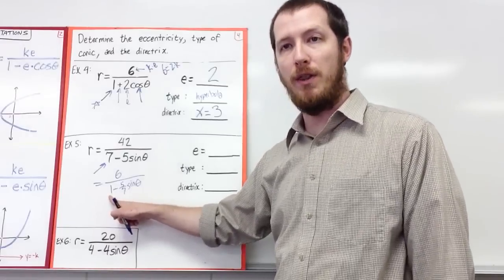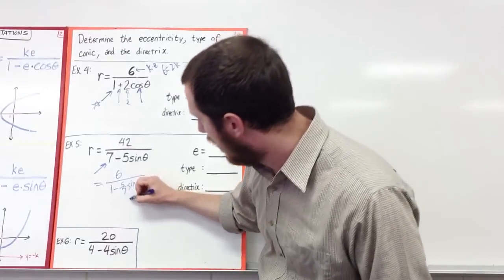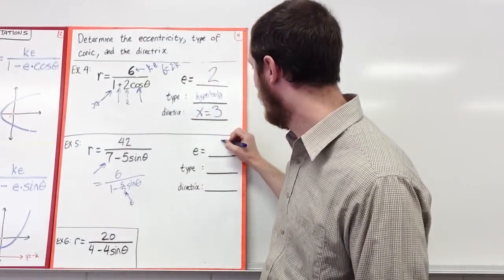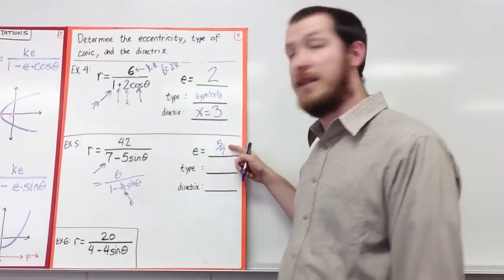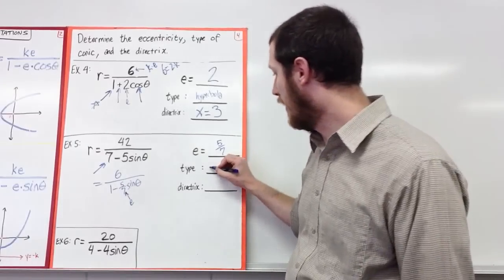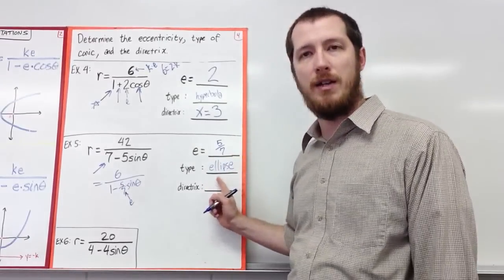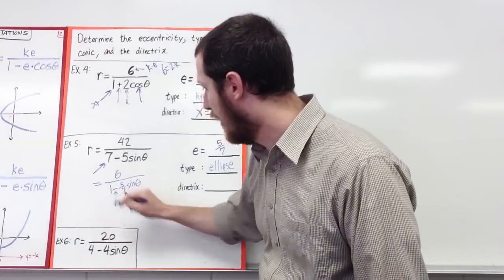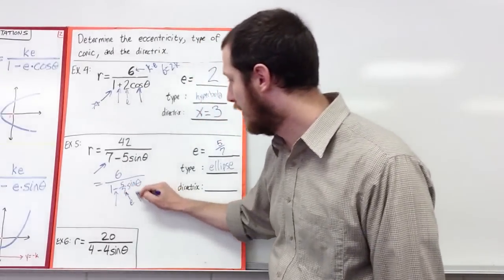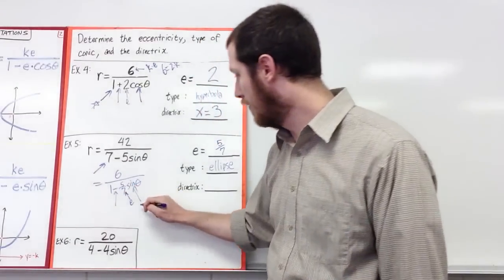Okay, now we've got that 1 there. So we've got our eccentricity there, 5/7. That's less than 1, so that tells me it's going to be an ellipse. Okay, now we just need to find our directrix. We've got subtraction, so that's going to be a negative. We've got sine, so it's going to be y equals.